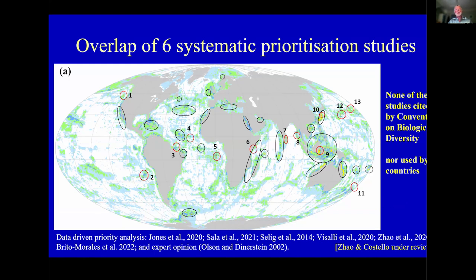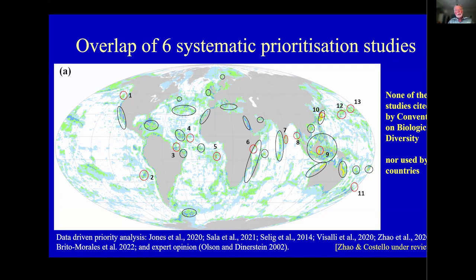This is in addition to at least maybe 18, at my last count, papers proposing areas in the ocean that should be biodiversity-rich spots. And these have a lot of overlap. So all the circles here are the numbers of areas overlapping between these different studies. So this is all fine, and these papers go back to 2014, I think. The Selig study was one of the first.